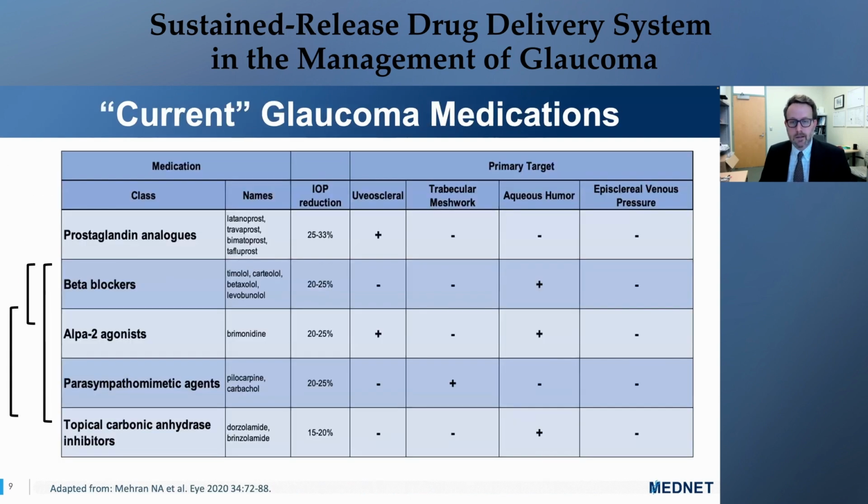So this table demonstrates some of the glaucoma medications that are most frequently used. We have our prostaglandin analogs, beta blockers, alpha agonists such as brimonidine, less frequently used parasympathomimetic agents, and also we have topical carbonic anhydrase inhibitors. All of these have a characteristic amount of IOP reduction and work by different mechanisms here. And I've used some brackets on the side to show the different combination drops that are available to us, such as dorzolamide and timolol or brimonidine and timolol.